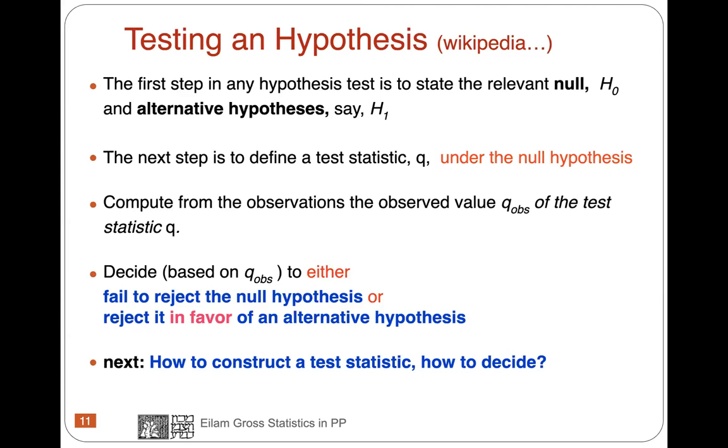So you compute from your observation one value, which is this test statistic under the data that we have. It's called Q observed. It's one number which we get after we run for, say, a year or two or three or five years. Based on this one number, Q observed, we decide either we fail to reject the null hypothesis, so we live with it, or we reject it in favor of an alternative hypothesis. So far, it happened to us really only one time, in 2012, that we rejected the background-only null hypothesis in favor of a hypothesis of a Higgs at a mass of 125 GeV. So how do we construct a test statistic? How do we make a decision?